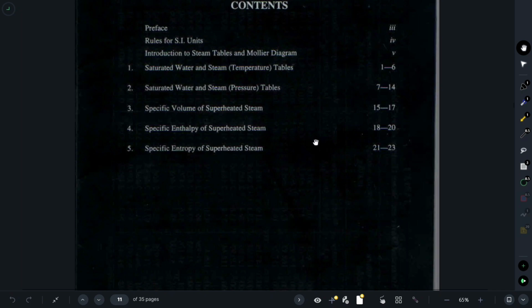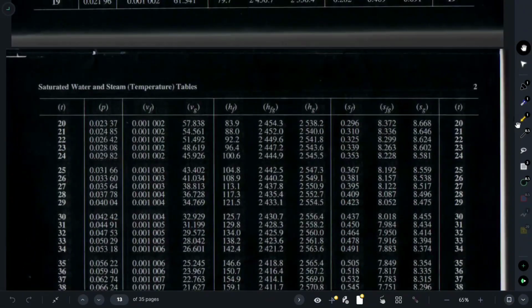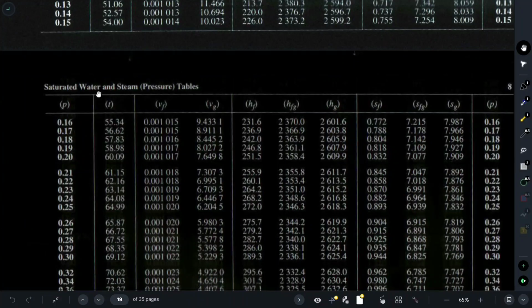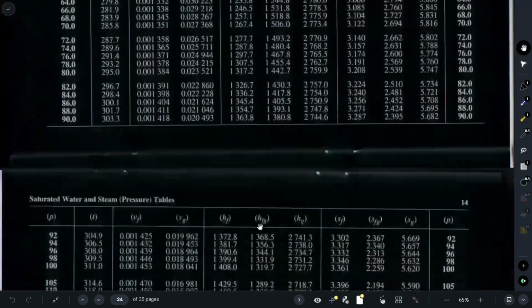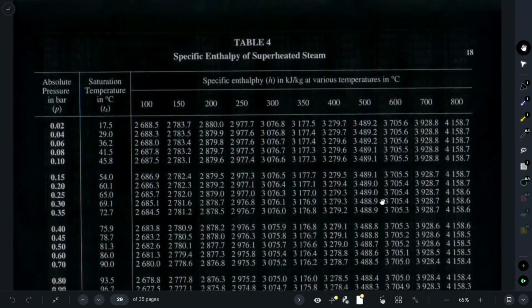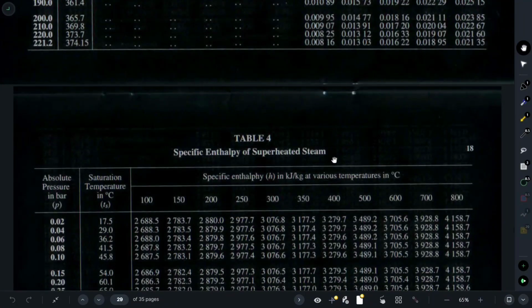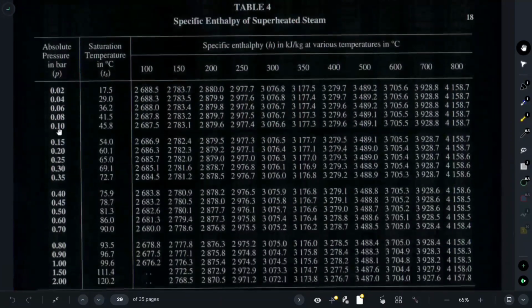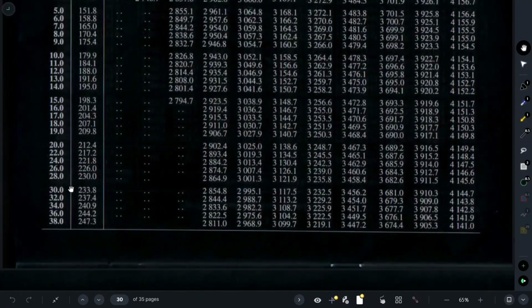Okay, so let us check, and we want to find out the specific enthalpy of the superheated steam. So this is page number 18 to 20. Let us move to page number 18 to 20. Directly I'm going to the superheated property. So these are the saturated water properties, right? Let us move and check. Okay, so here you can see this is the specific enthalpy of superheated steam, right? Okay, so what was our condition? Our condition was that pressure was how much? That is 30 bar. Okay, so here it is starting from 0.02. Okay, so let us check the 30 bar pressure. Okay, so here it is 30 bar pressure.